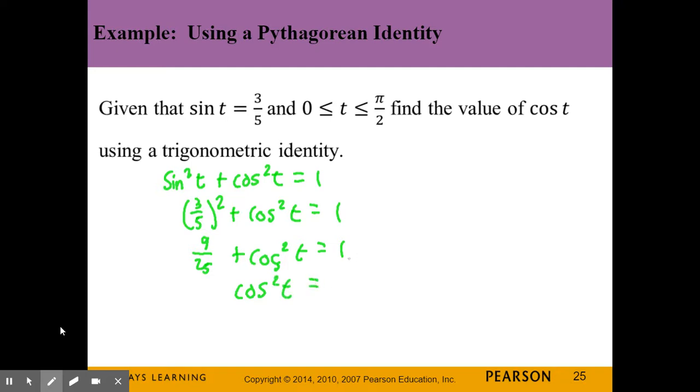So 25 minus 9 would be 16. Then I take a square root of both sides, and I get cosine of t is equal to square root of 16/25. Luckily, those are both square numbers, so you get 4/5.